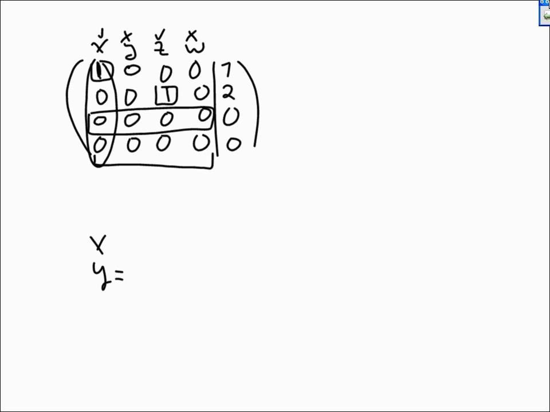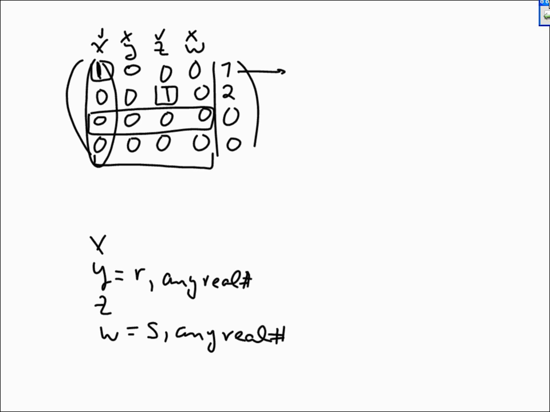So X, Y, Z, and W. Y is R, any real number. And W is S, any real number. Now, the first line says that, well, let's make it even more interesting. I made it a little bit boring. Sorry about that.